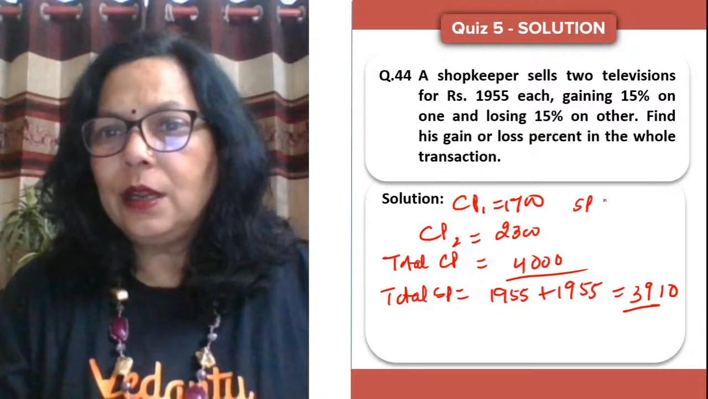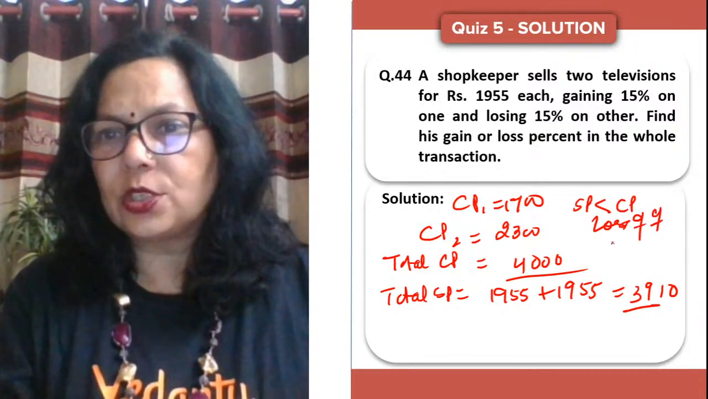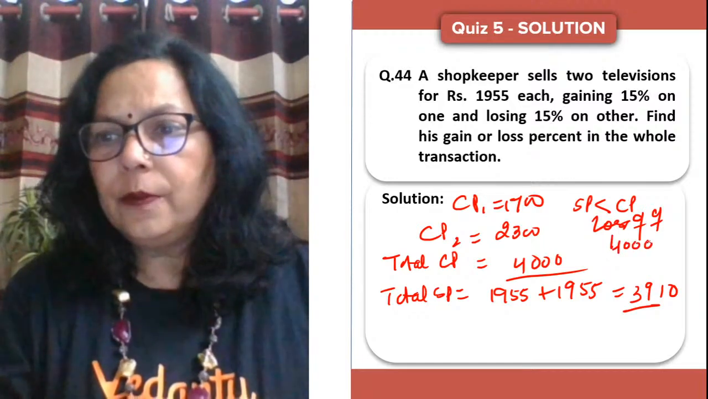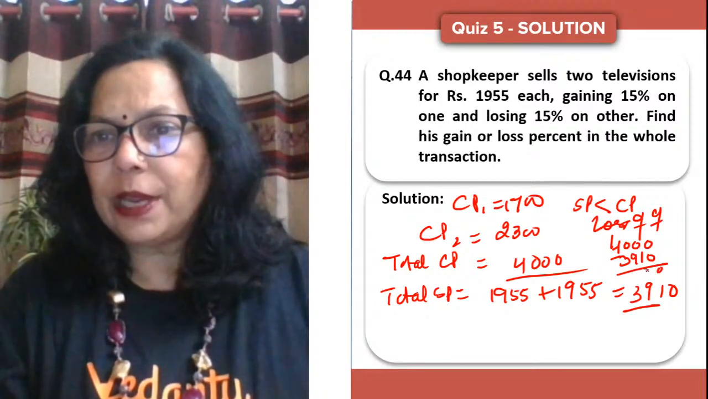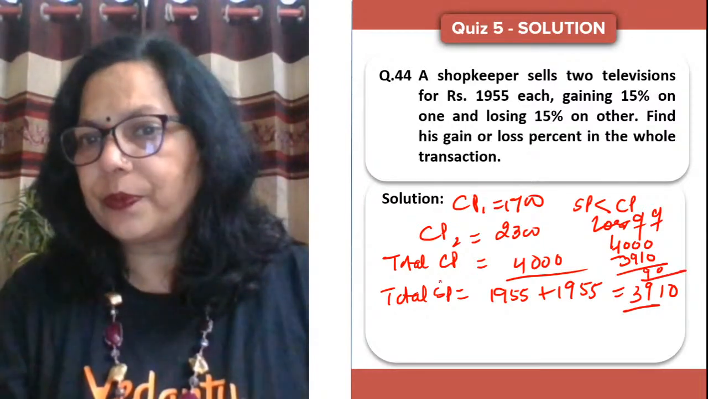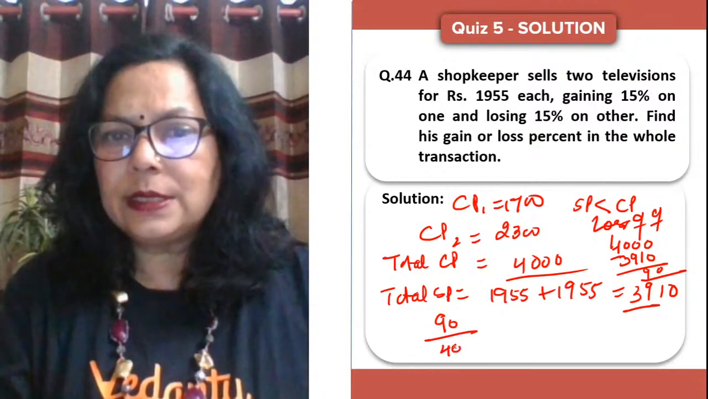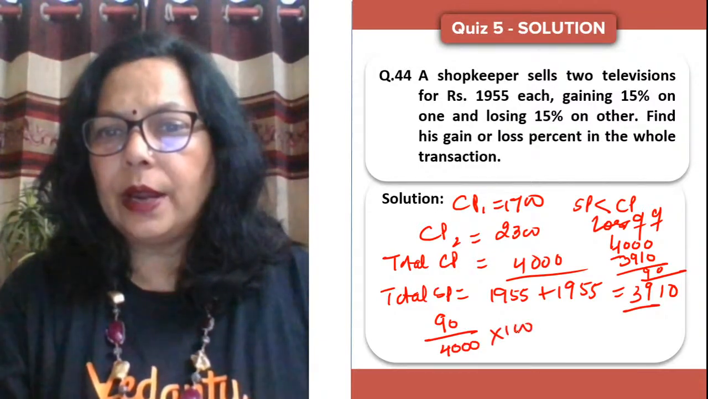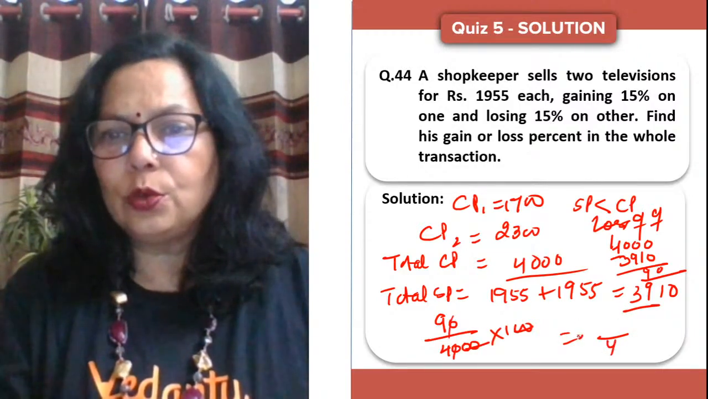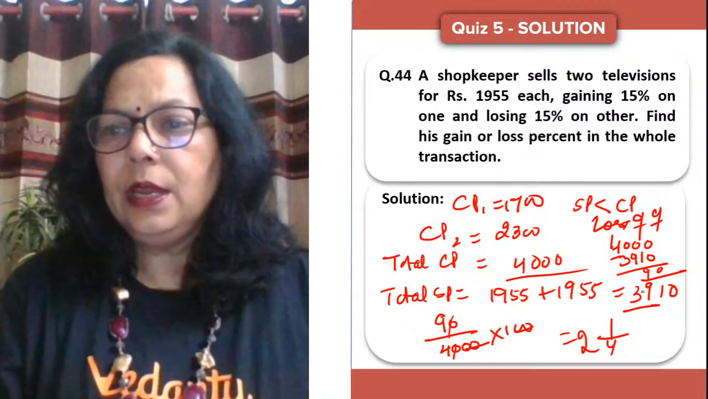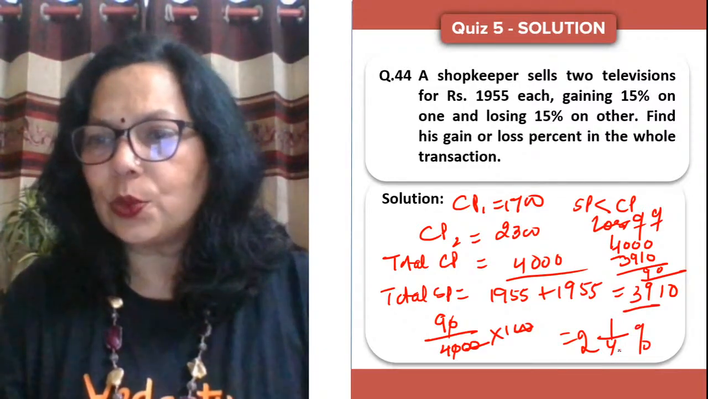SP is less than CP. Hence, it is a loss of how much? 4000 minus 3910, so 90 rupees loss has happened. Right? So 90 upon total CP into 100. So you get 9 by 4, which comes to 2 1 by 4%. Yes. I hope everybody has followed this question.